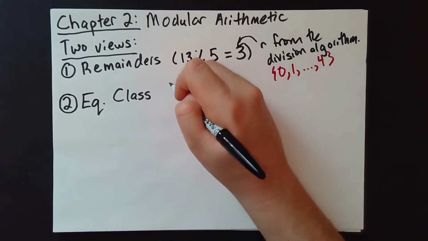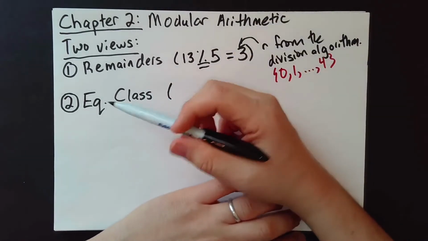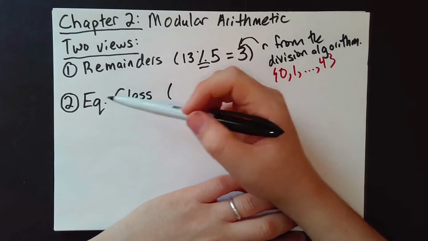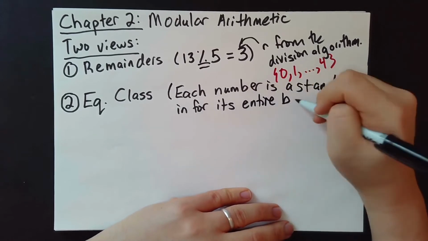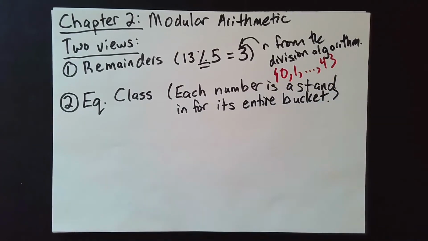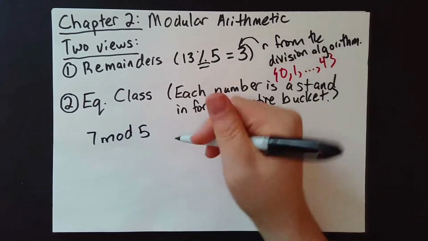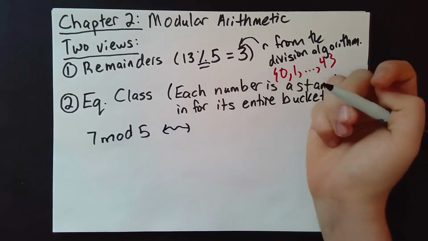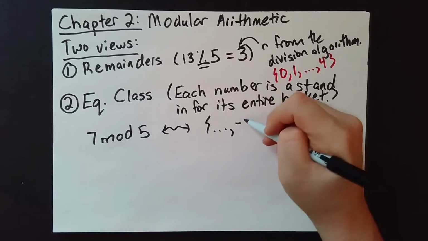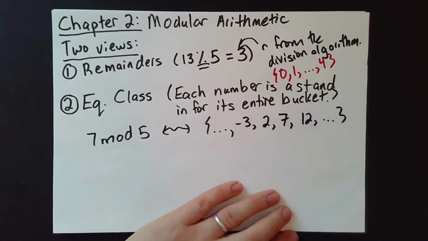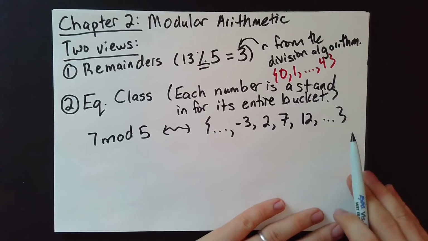So if you recall when we talked about the division algorithm, I called these things buckets. What is really happening in this view is that each number is being used as a stand-in for its entire bucket. So when I think about 7 mod 5 in this point of view, I'm really associating the number 7 not with just 2, but with the entire set of things that looks like this. So 7 is standing in for this entire infinite set.